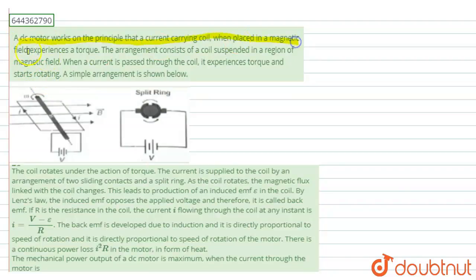The question is: DC motors work on the principle that a current carrying coil, when placed in a magnetic field, experiences a torque. The arrangement consists of a coil suspended in the region of a magnetic field. When current is passed through the coil, it experiences a torque and starts rotating.